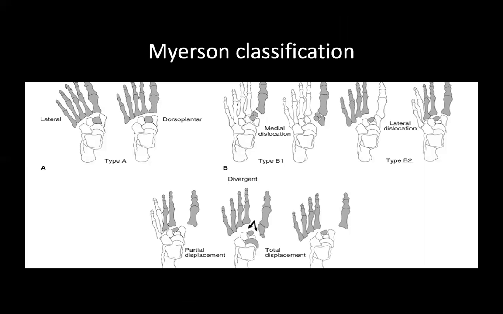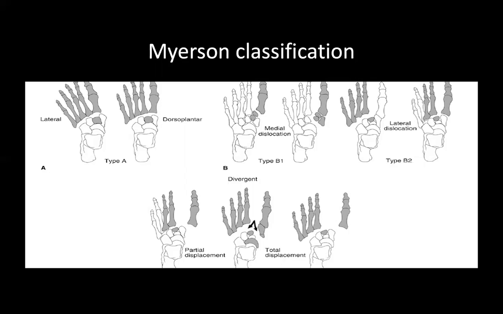So, a really reliable classification system for Lisfranc injuries has been a bit elusive. The Meyerson classification is the one that gets most commonly referenced, I think. But it's not one of those classifications that has a lot of clinical utility. Most people aren't saying, hey, I've got a tight B2, lateral dislocation Lisfranc. It's just not really something that you'll hear.